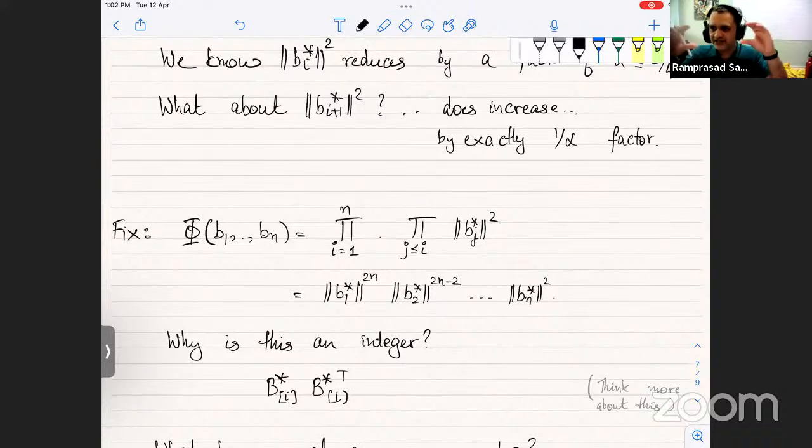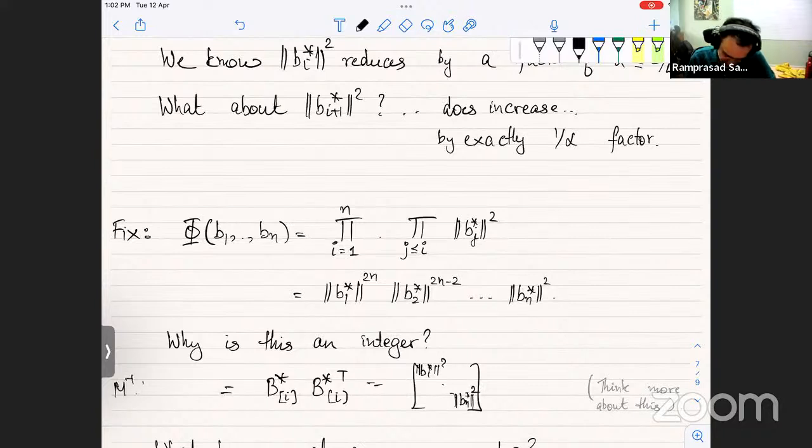Okay, if you just look at a rectangular matrix, which is bi star, and this other rectangular matrix, what will you now end up with? You will now end up with an i cross i matrix, which is b1 star squared through bi star squared.